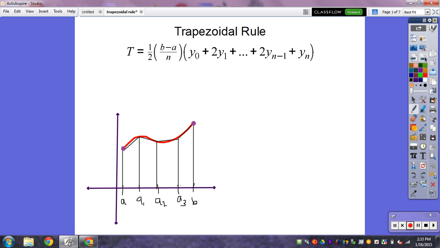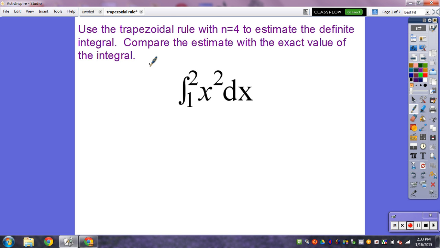So let's do a sample problem. In this problem it says use the trapezoidal rule with n equals 4, that means 4 trapezoids, to estimate the definite integral, and compare the result with the exact value of the integral.